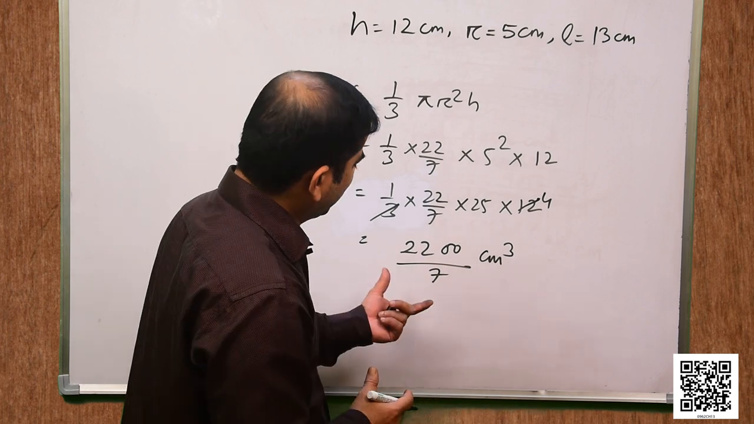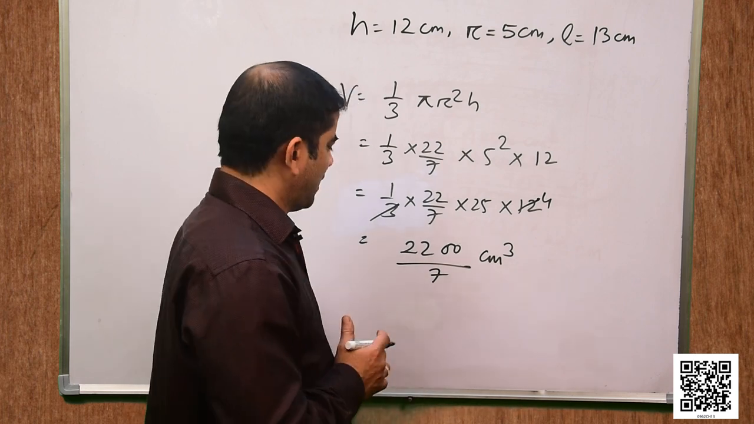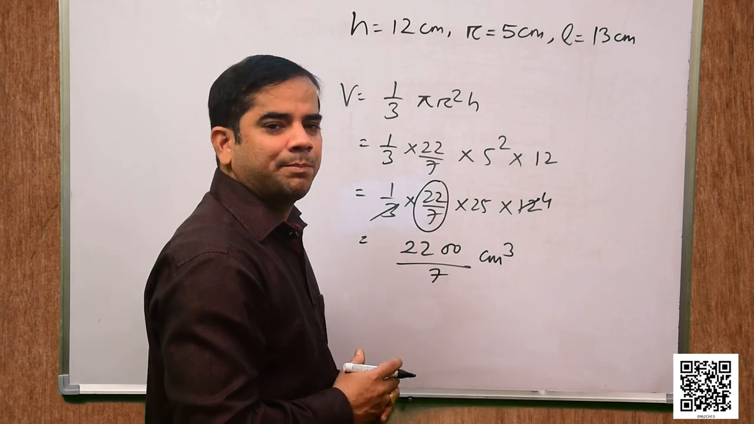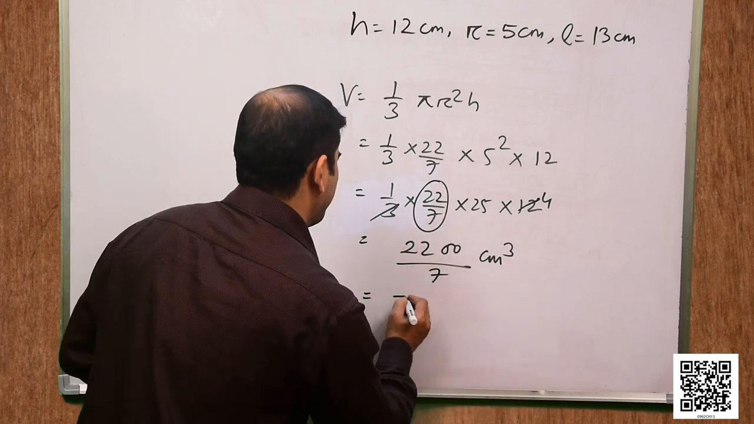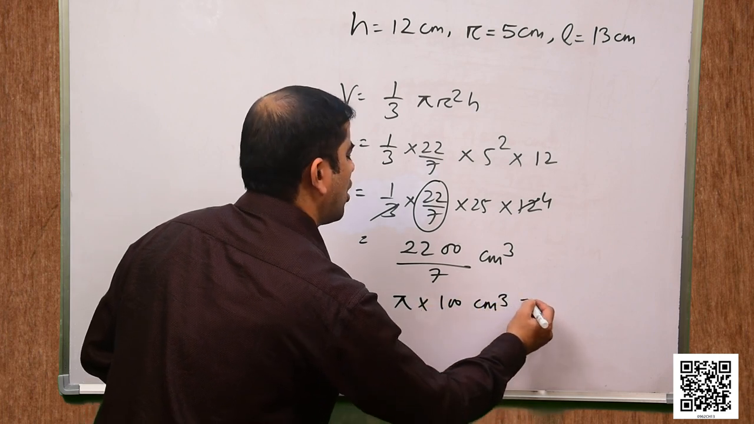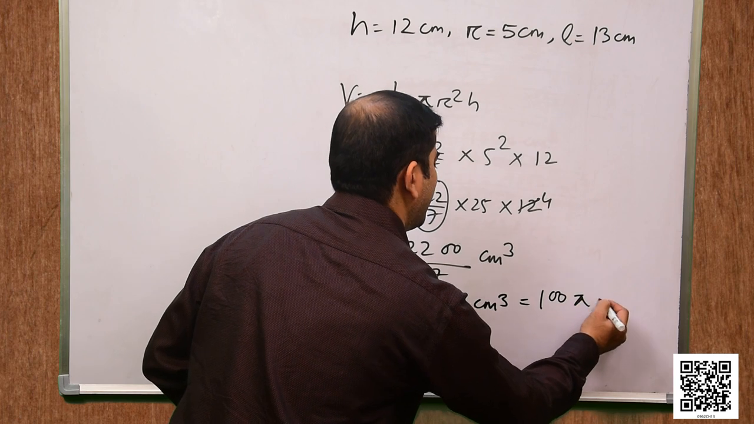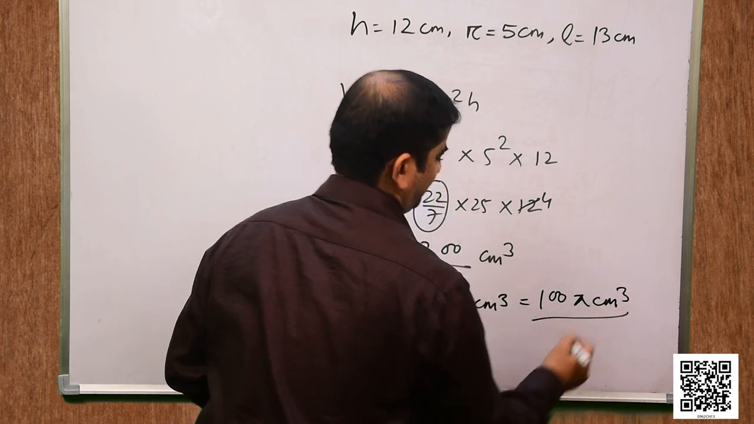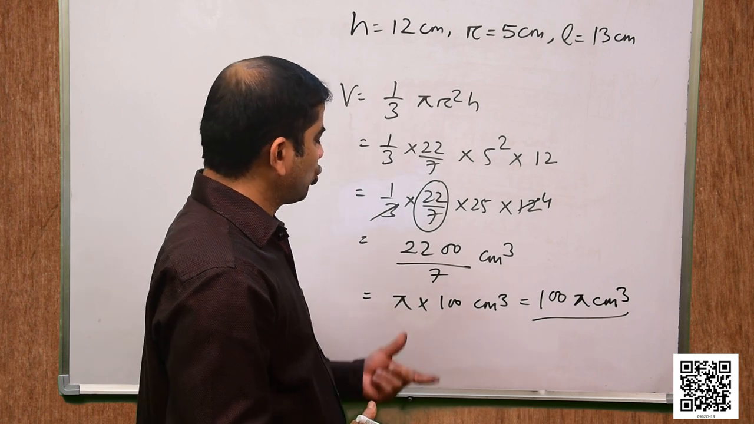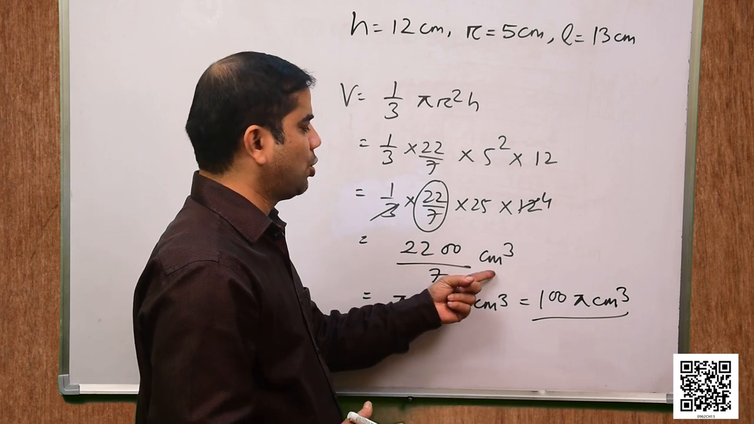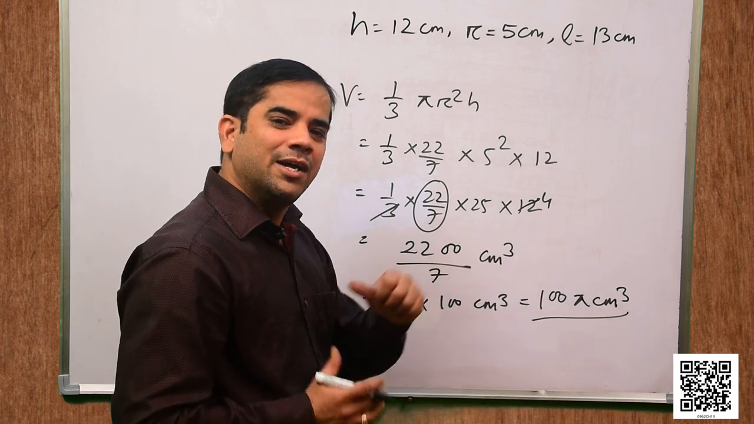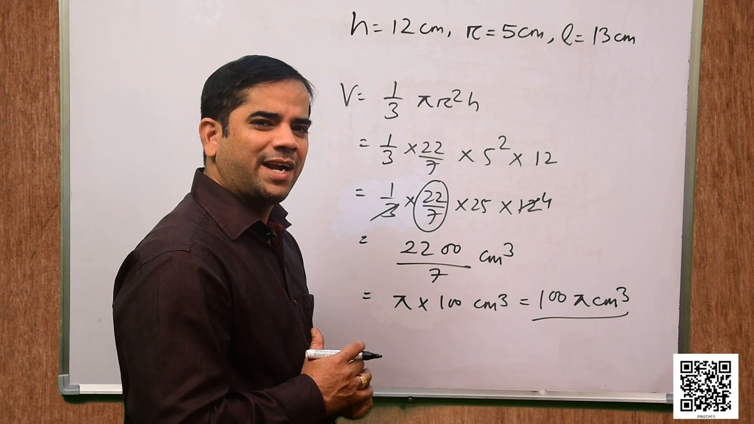Students, you can represent this in another way. See, if you substitute 22 by 7 as pi, what does it become? Pi into 100 centimeter cube, or you can say 100 pi centimeter cube. So the volume is found to be 2200 by 7 centimeter cube, or you can represent it as 100 pi centimeter cube. Hope you understand.